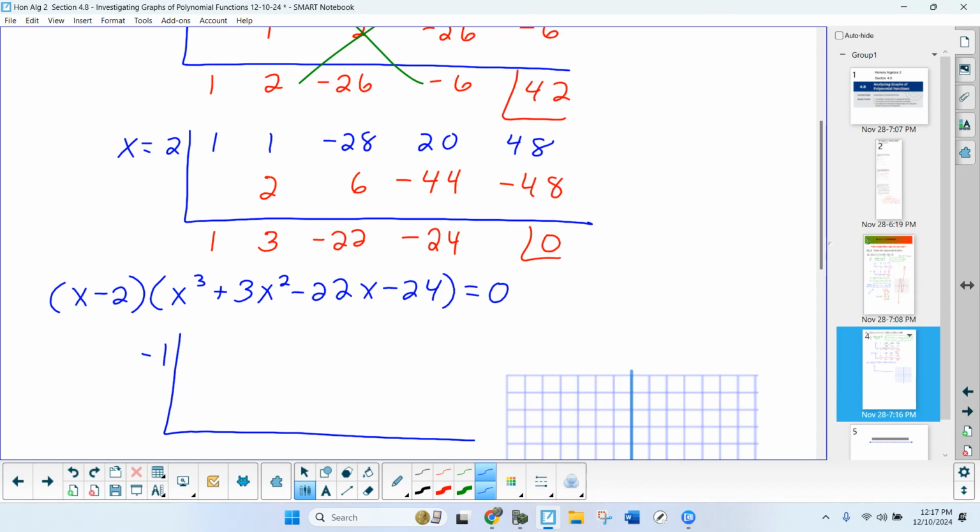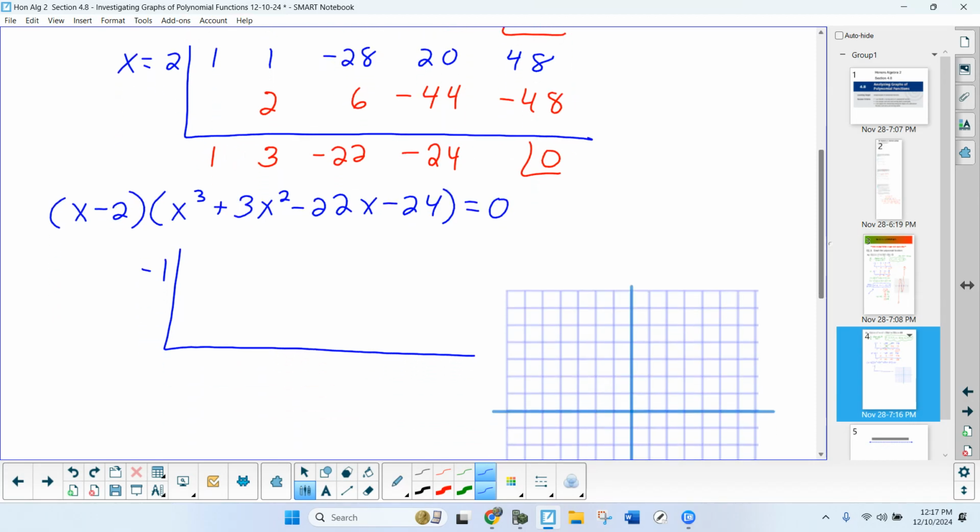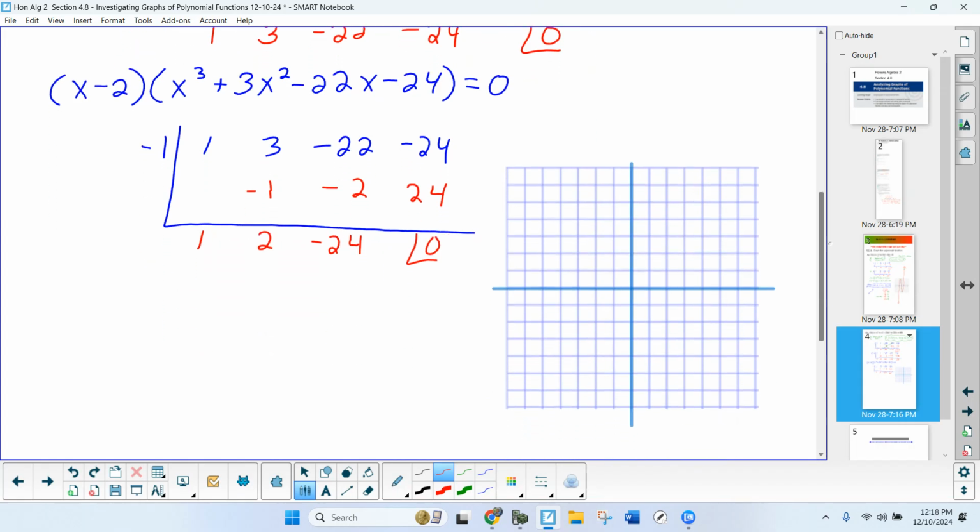Now, this is where some of you messed up on your quiz. Remember, you go back and use these numbers. So you're going to use 1, 3, negative 22, and negative 24. So Cash, bring down the 1. Multiply. -1. Okay, add. 2. Multiply. Negative 2. Add. Negative 24. Multiply. 24. Add. 0. Okay, so I'm going to come back here now.